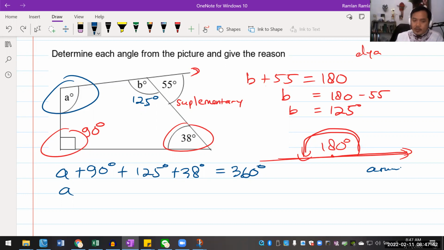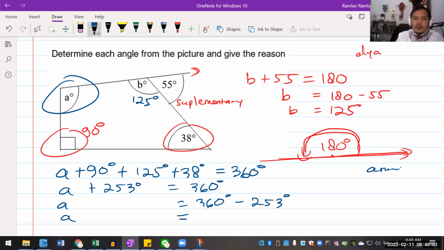The results. Okay, what do you get? 253, Pak. Yes, thank you, Arini. So A plus 253 degrees equals 360. So we only need to subtract both sides by 253. So A equals 360 minus 253 equals what? Berapa jadinya tuh?